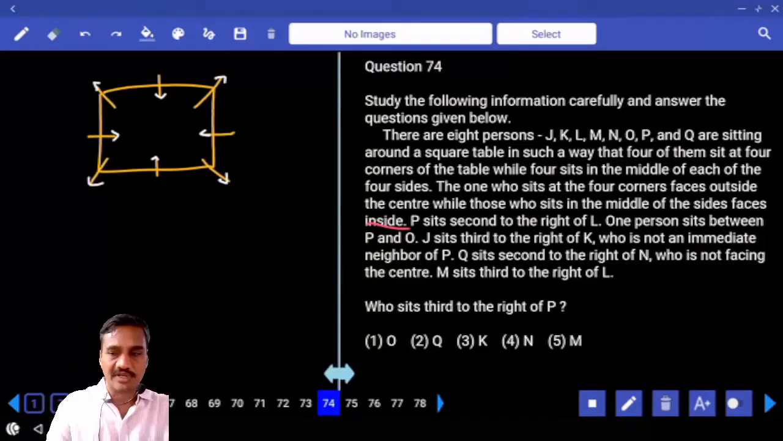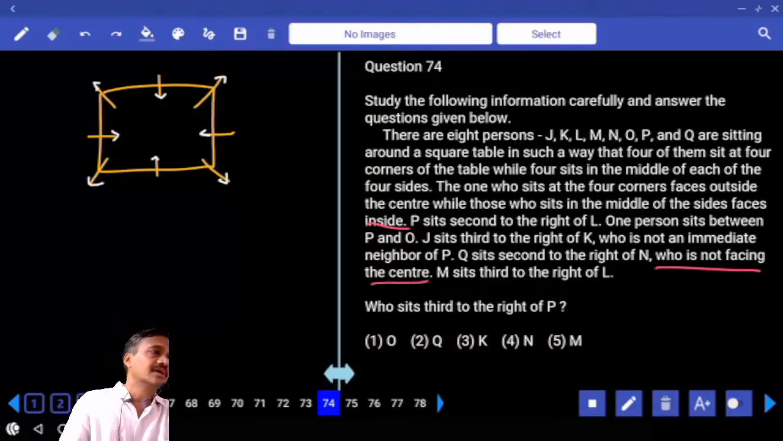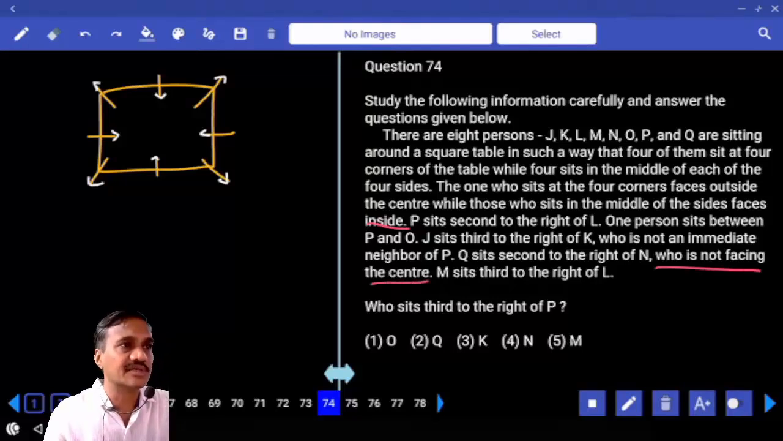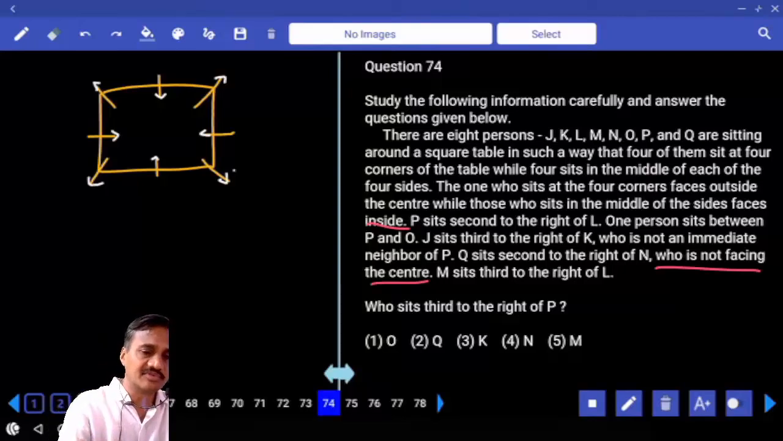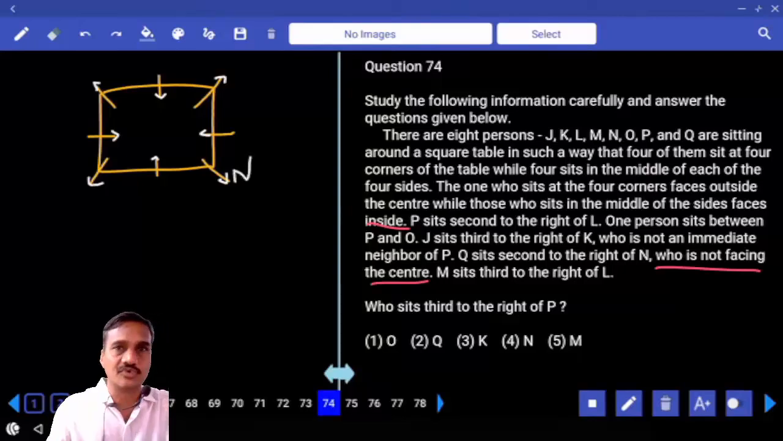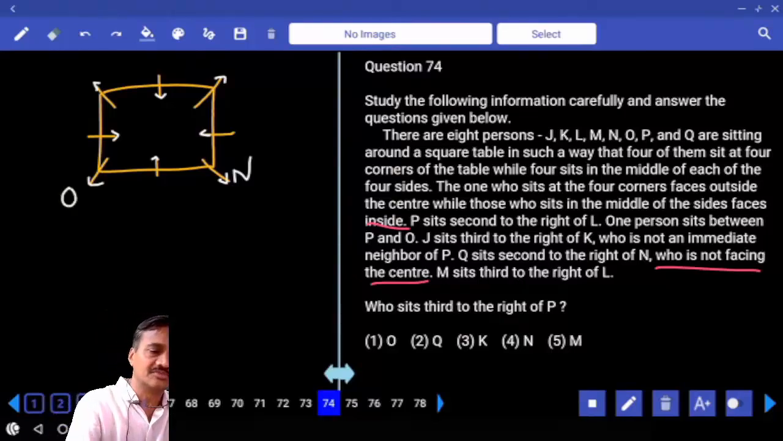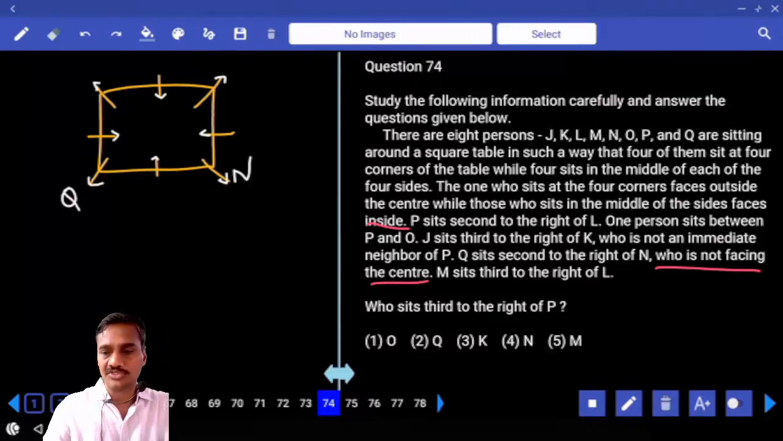P sits second to the right of L, and one person sits between P and O. J sits third to the right of K. K is not an immediate neighbor of P. And Q sits second to the right of N. N is not facing the center, N is away from the center. As N is away from the center, N must be at one of these 4 corners. Then N is here, and Q sits second to the right of N, hence Q must be at this place.